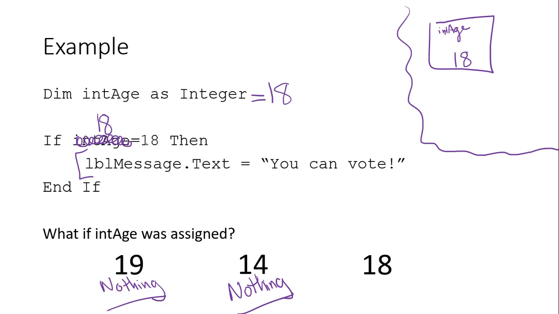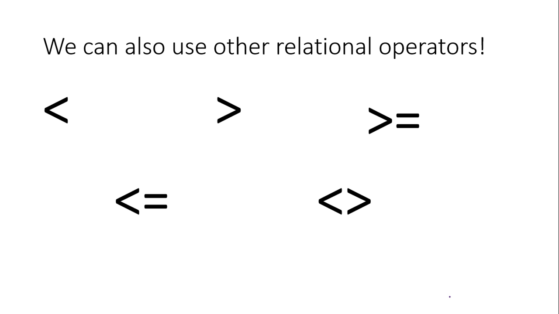Yes, right? This is the first time we can say that, in fact, this is a true statement. So if that's true, that means what's going to be displayed is you can vote. Okay, so that is what's going to display because my value is 18. Let's discuss a little bit more.